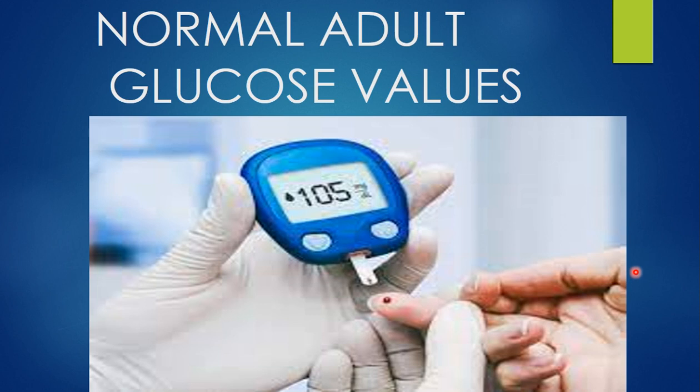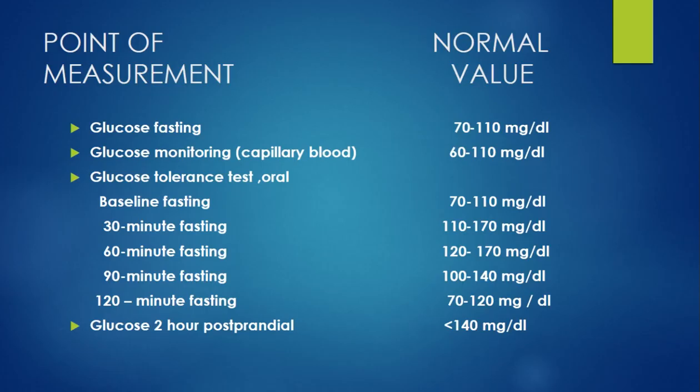It is the capillary blood glucose test. The capillary blood glucose test uses a drop of blood from a finger prick to get a blood glucose reading using a glucometer. It should be 60 to 110 mg per deciliter.